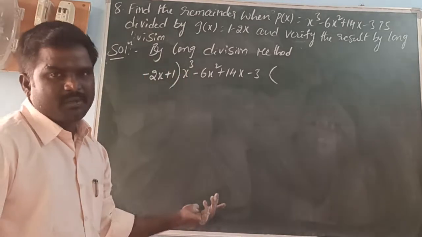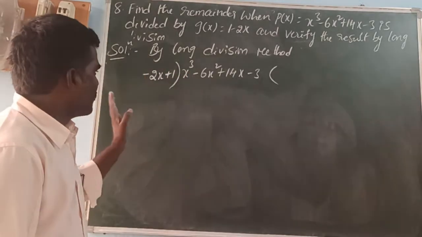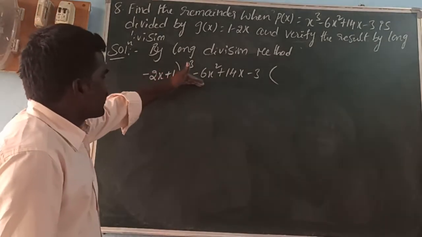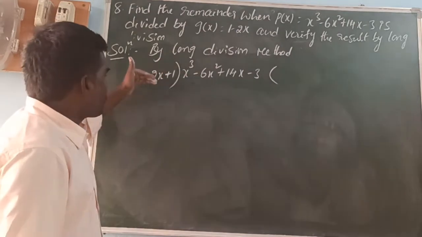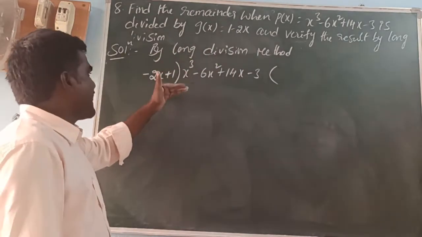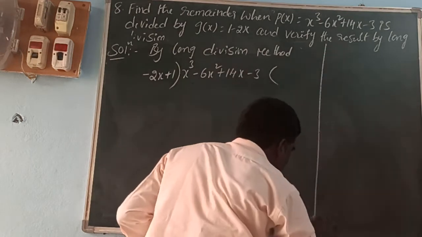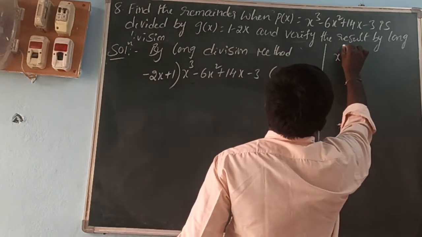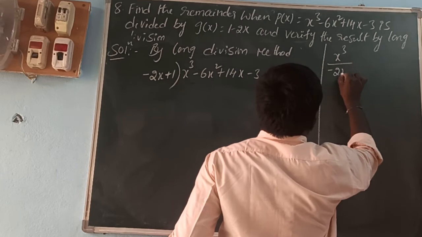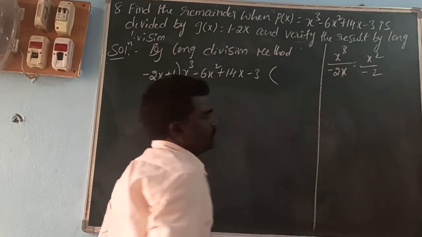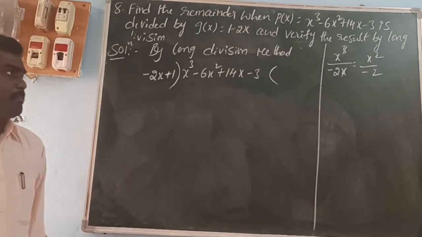Okay, so here 1 minus 2x we can write like this, minus 2x plus 1. A plus b is equal to b plus a. We can write by using the commutative property. Okay, minus 2x plus 1. Here the first term is minus 2x, here the first term is x cube. So minus 2x is multiplied with which term? We can get as x cube. So how? Dividend first term by divisor first term, that is x cube by minus 2x. X cancel, that is we can get as x square by minus 2. X square by minus 2.